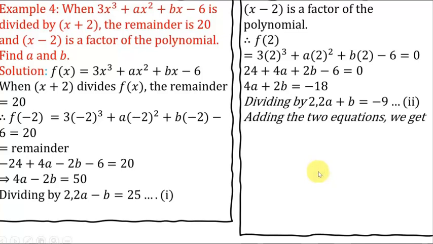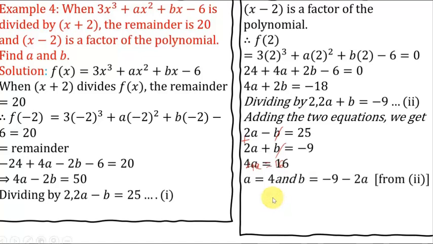Okay, adding these two equations, if we observe these two equations, that is a 2a minus b is equals to 25, and second is 2a plus b is equals to minus 9. If we add these two equations, here plus b and minus b get cancelled. 2a plus 2a, you will get here 4a. Okay, and 25 minus 9, you will get here 16, and hence a is equals to 4.